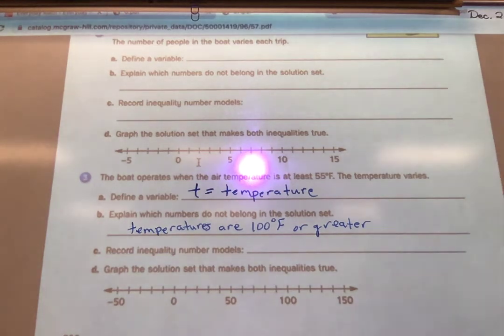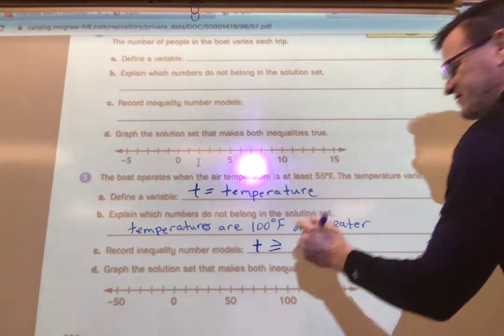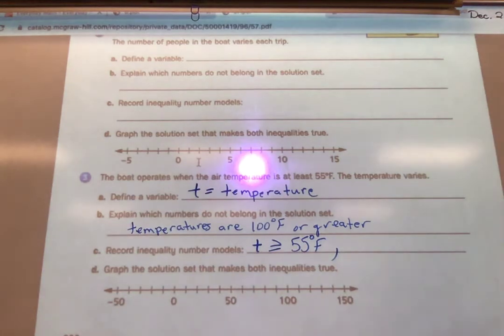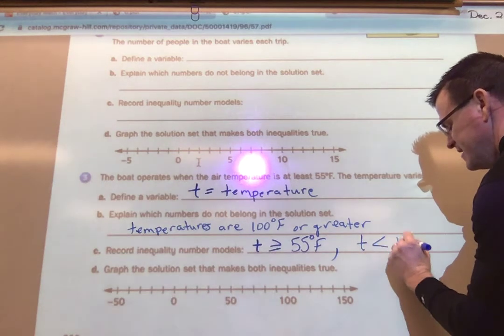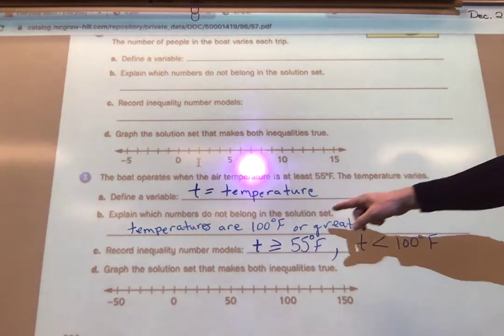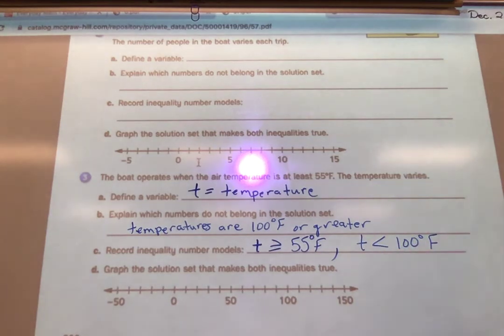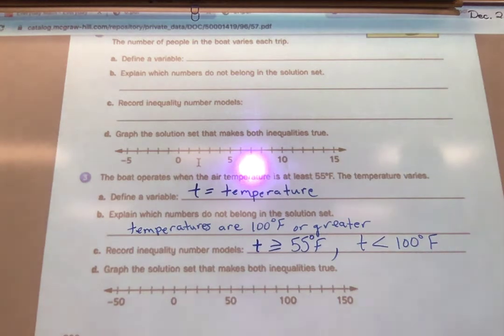It just depends how we word it, and that's our choice when we put on this constraint here. Okay, so to record inequality number models, we know the inequalities that the temperature has to be greater than or equal to, because it's at least 55 degrees Fahrenheit. But at the same time, if temperatures are 100 or above, they don't go out. So my temperature must be at the same time less than 100 degrees Fahrenheit. Okay, we didn't say less than or equal to, because if temperatures are 100 degrees, they do not go. So we want the temperature to be less than 100. If it's exactly 100 or more, they don't go out. So to make this true, when these boats go out, it has to be greater than or equal to 55 degrees Fahrenheit, but less than 100.